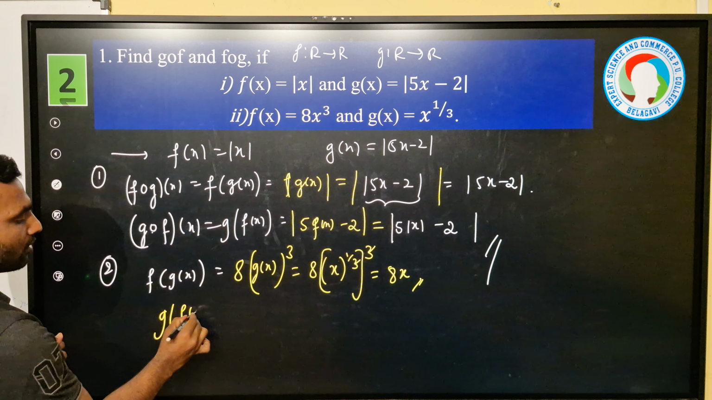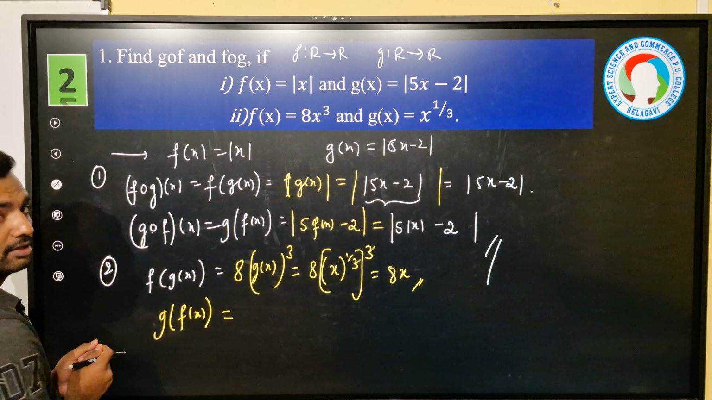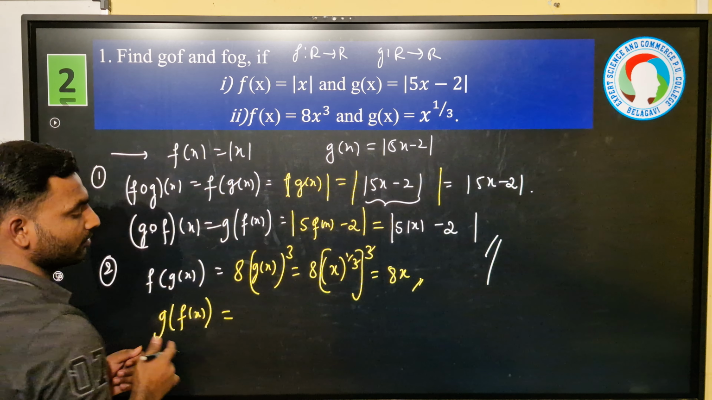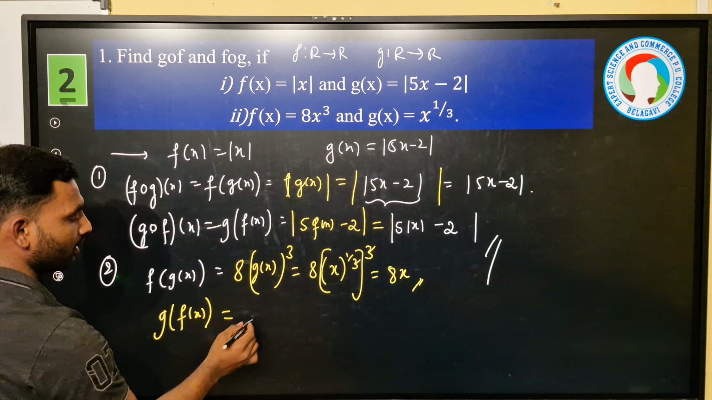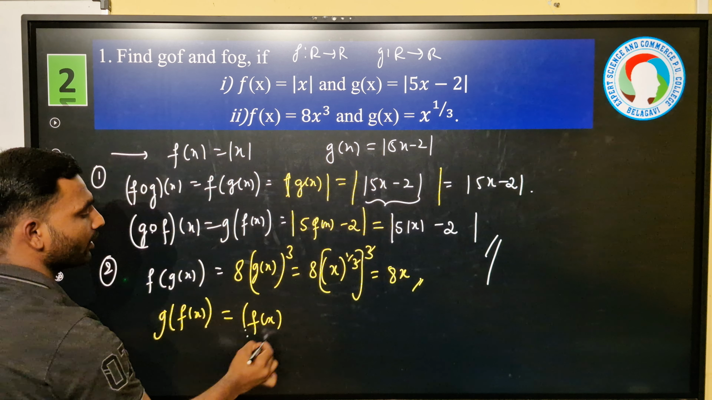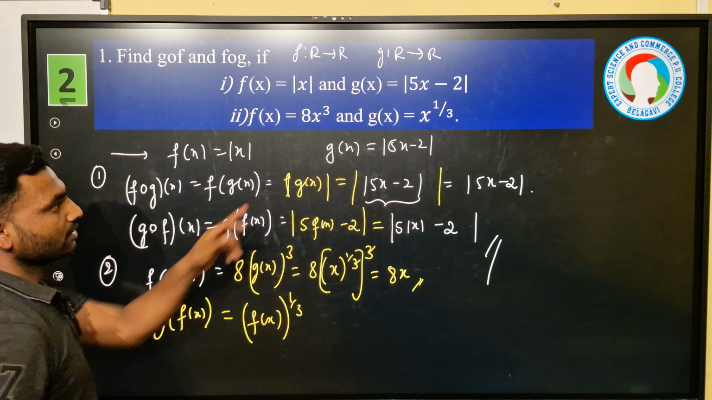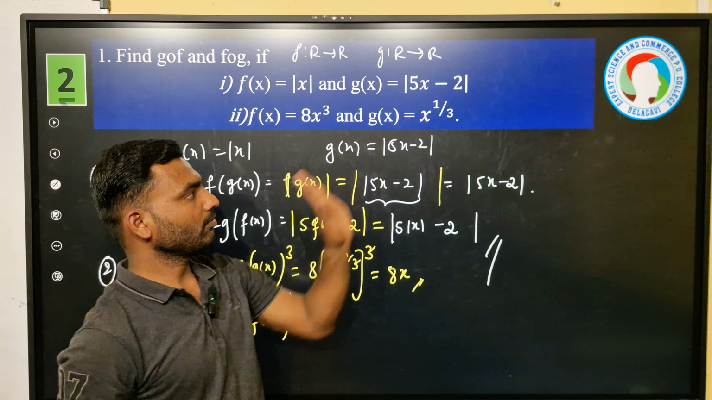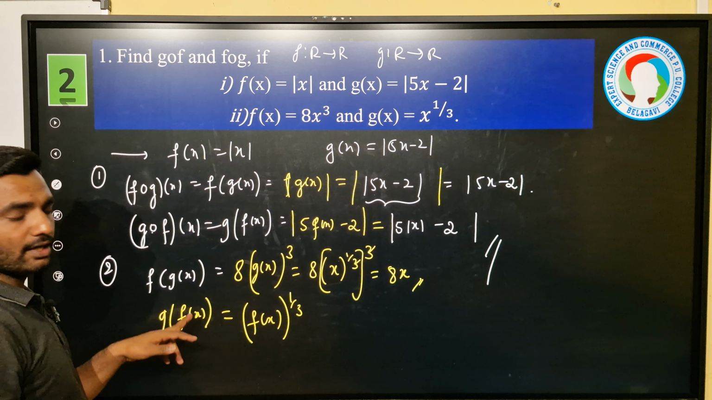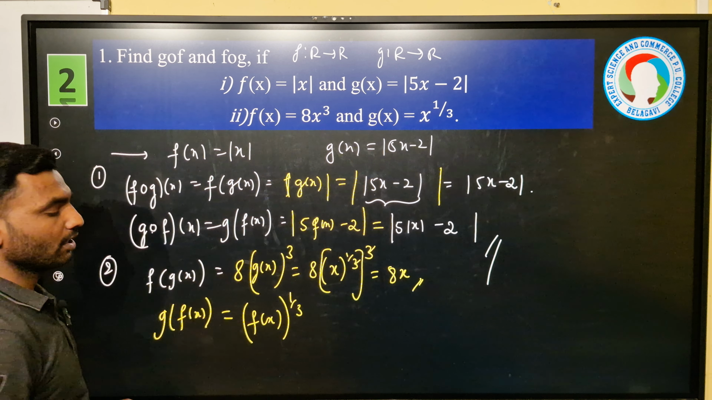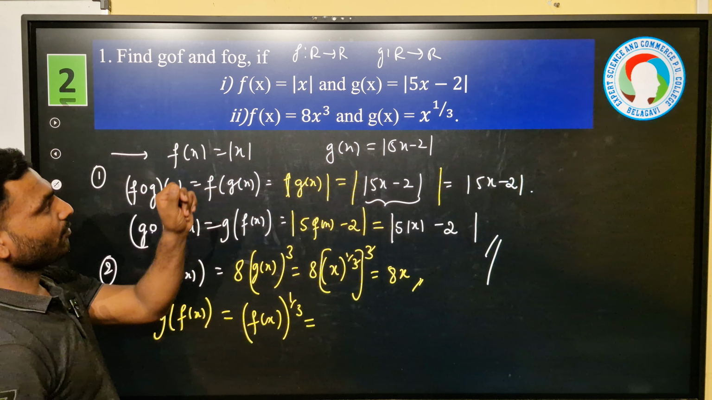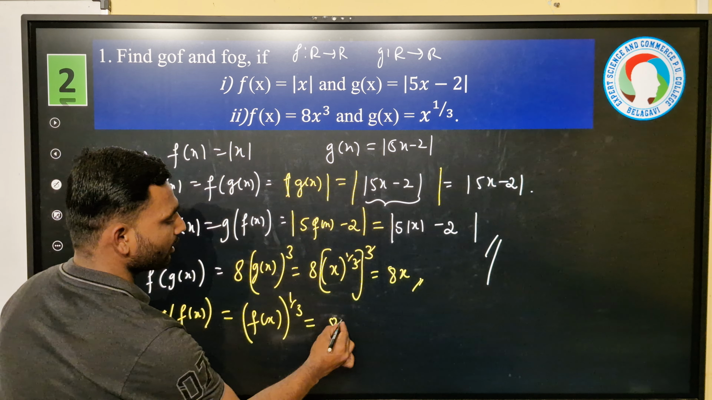And what about g of f of x? The g of x is nothing but x to the power 1 by 3. Then that is nothing but f of x to the power 1 by 3. G of something to the power 1 by 3. Then what is the value here? F of x to the power 1 by 3. Now you have to substitute the f of x value, that is 8x cube to the power 1 by 3.